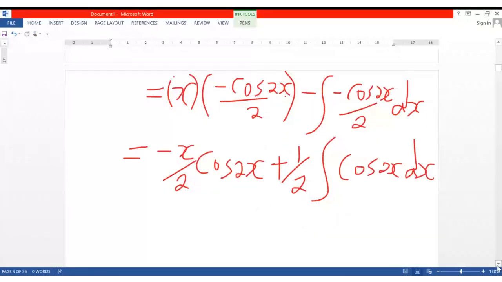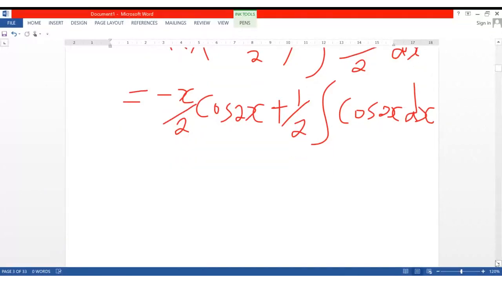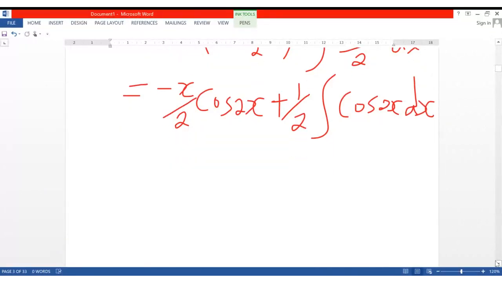Now, the first part I've already integrated. So my work is now to integrate the second part. The second part is the one that has a lot of work. So this one will be given by negative x over 2 cos 2x plus a half.